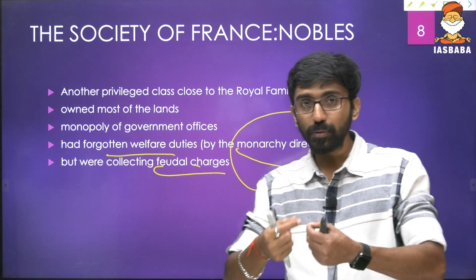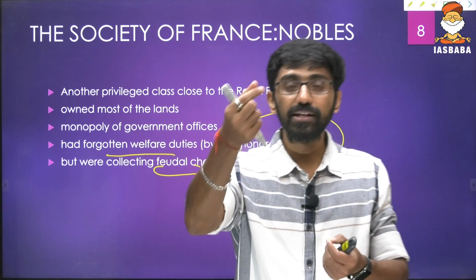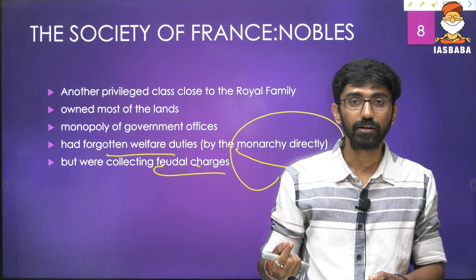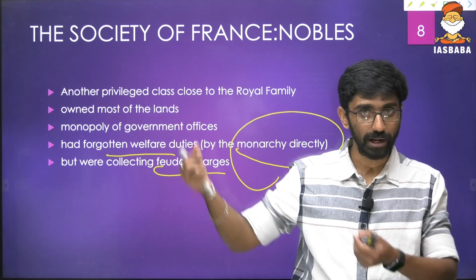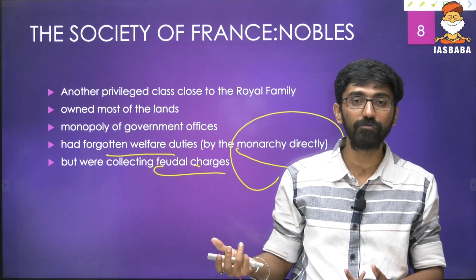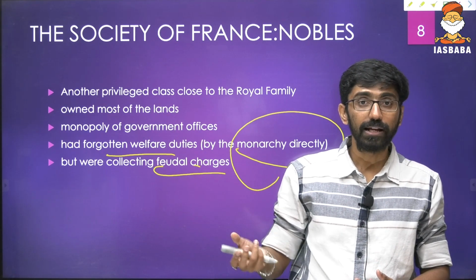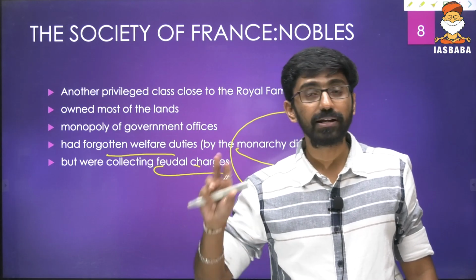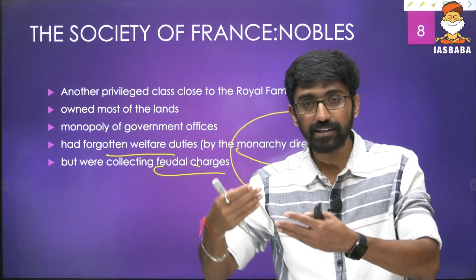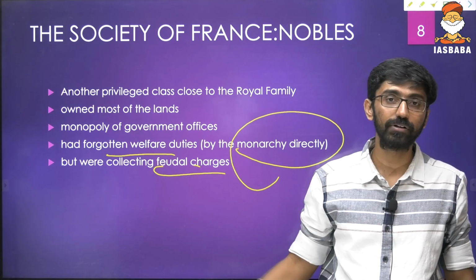The French people used to pay some kind of money to these local rulers, or local officials, who were also a monopoly of the royal families, in exchange of some kind of welfare duties. But they had forgotten their welfare duties. They were collecting the charges, but were not doing any kind of duties at all.